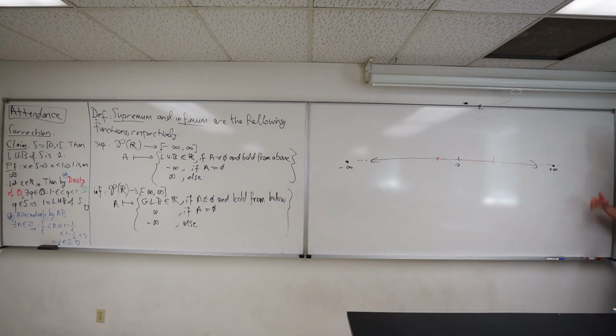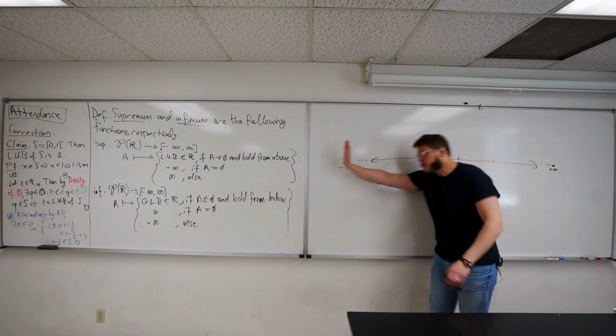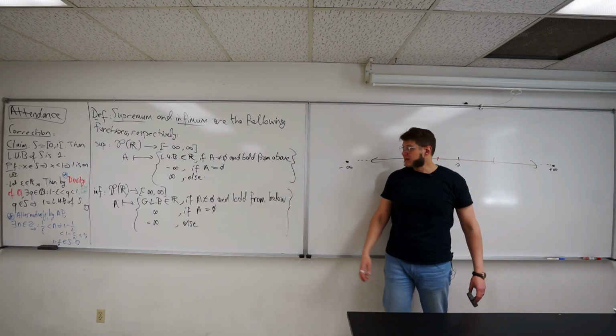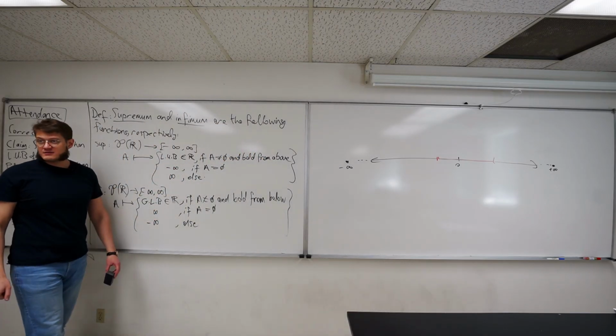But still I want to clamp down on this set. Okay? So I start pushing, but there's nothing stopping me. So I'm going to go all the way to negative infinity. That's why I'm defining the sup of the empty set to be minus infinity.